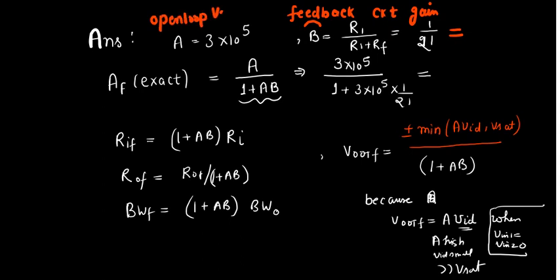Open loop voltage gain is given to you. Feedback circuit gain you can just evaluate. What is 1 upon 21? 0? 0 point? 0.6.